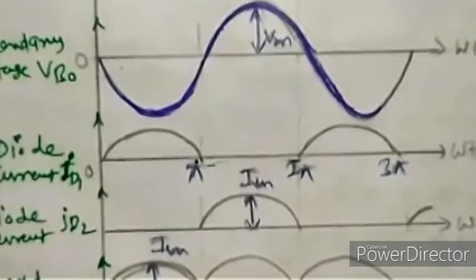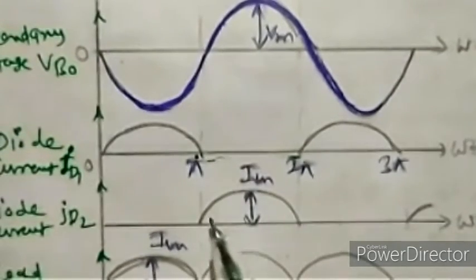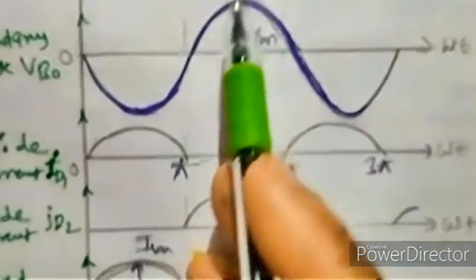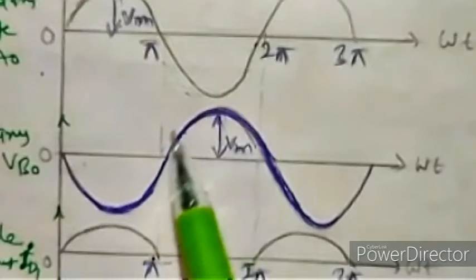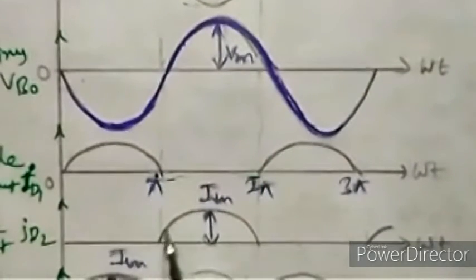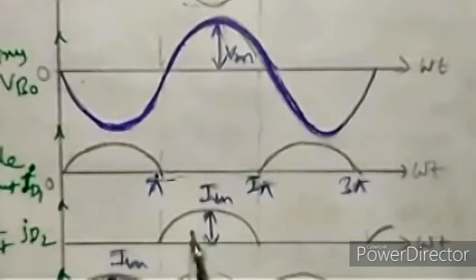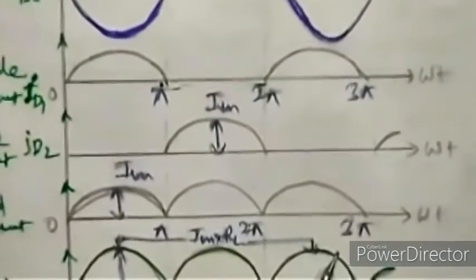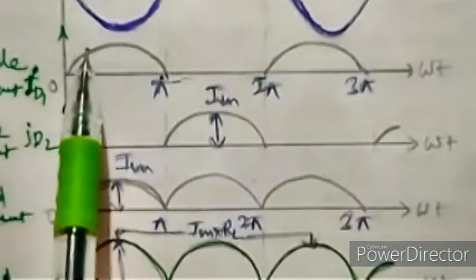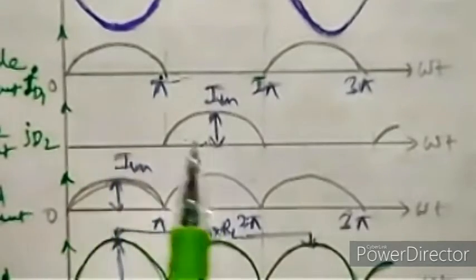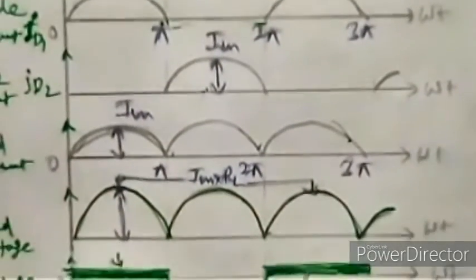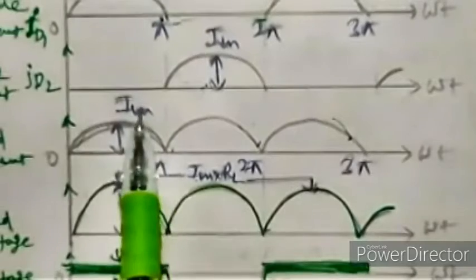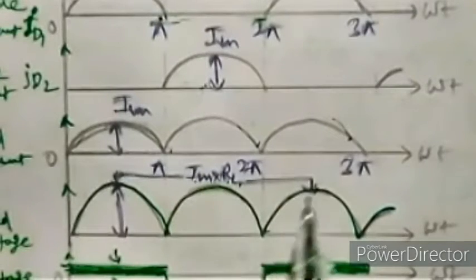Next, the diode D2 current: D2 will conduct when the negative cycle comes. When VAO is negative and VBO is positive, only diode D2 current will flow, right? So the total load current will be the sum of these two, ID1 and ID2. We are just representing it by this, and the load voltage will be Im into RL.